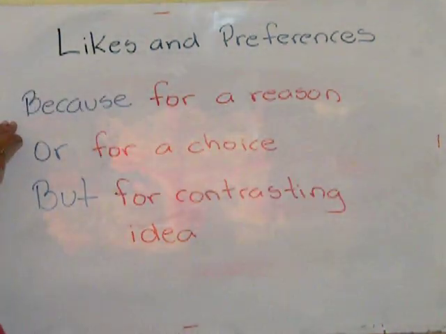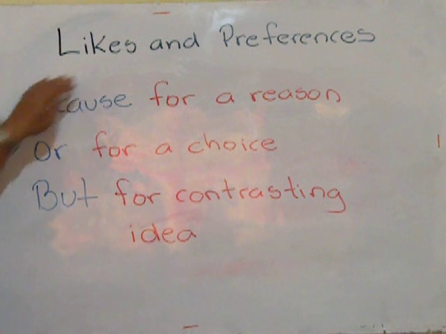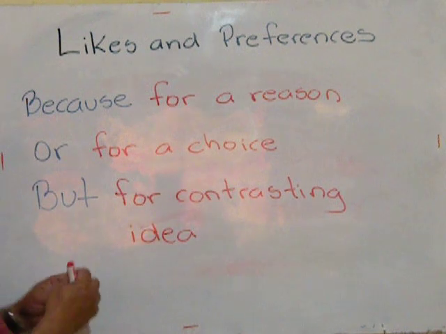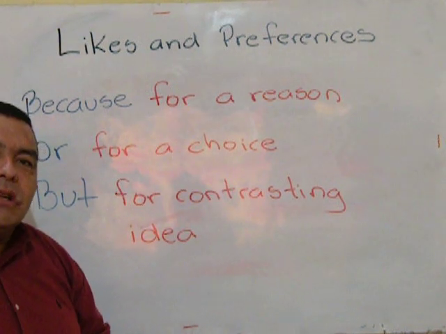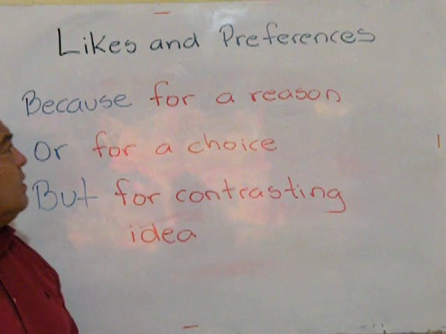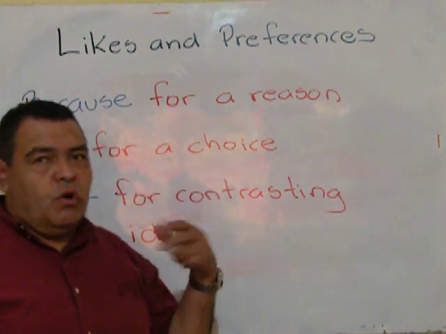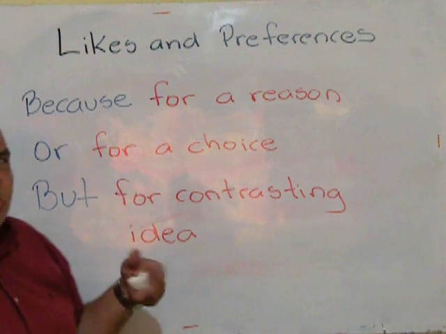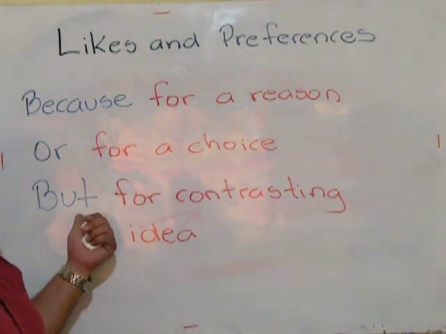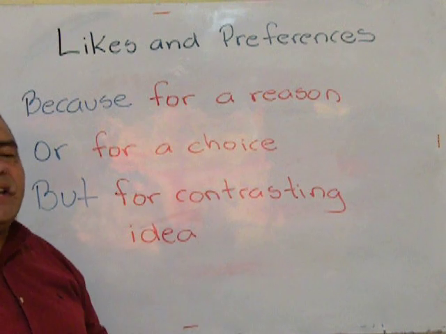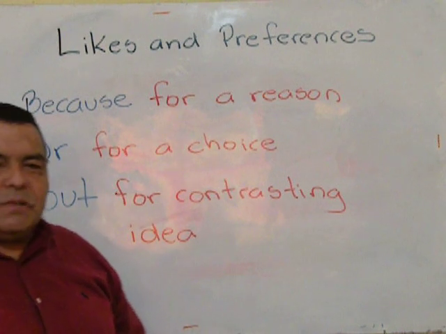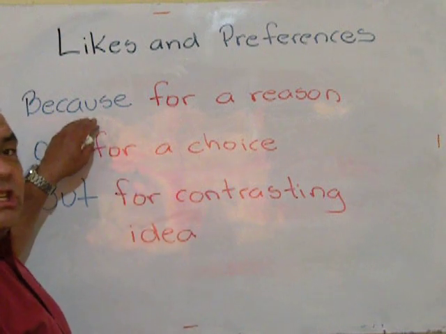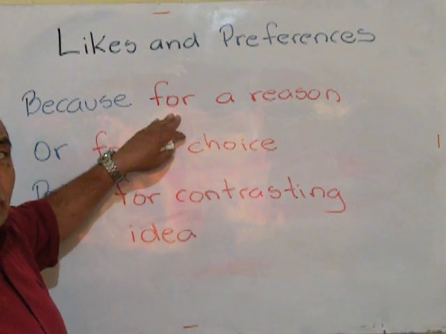Now, when we talk about likes and preferences, we use because, or, or but. These three words help us to make sentences. Because, for a reason. Or, for a choice. And but, for contrasting an idea. Again, I'm going in Spanish because I want you to have this very clear. Because it's porque. Una razón.